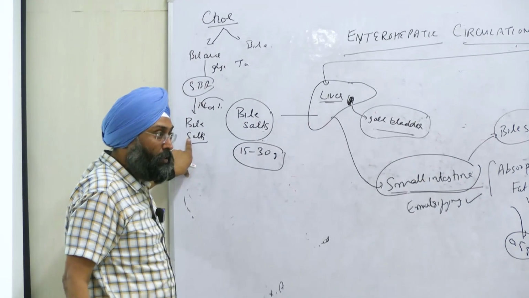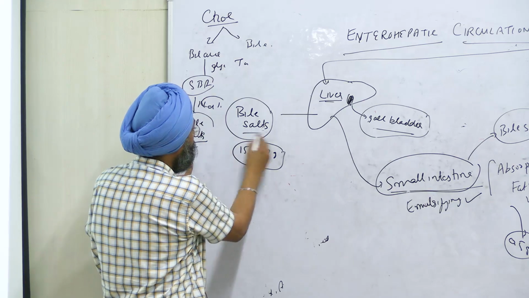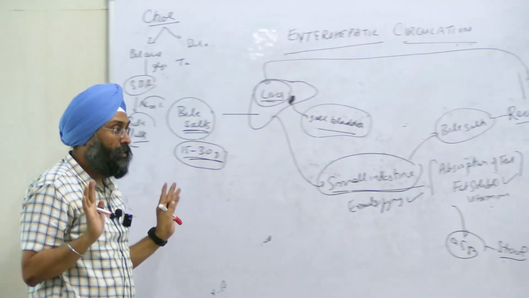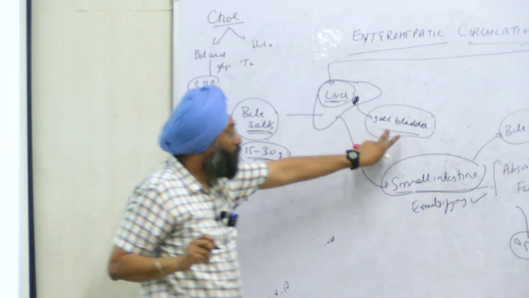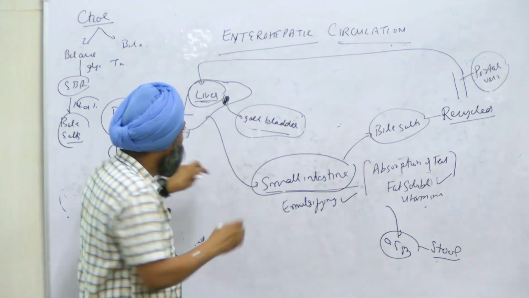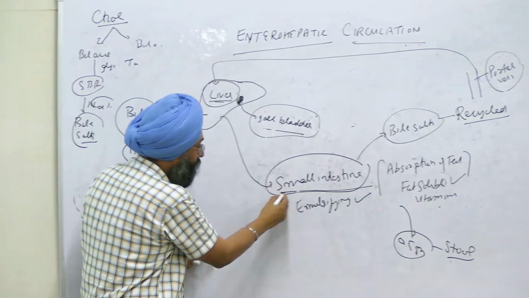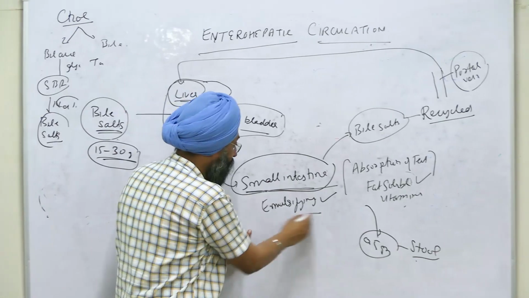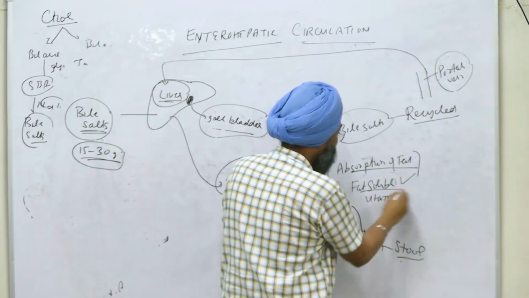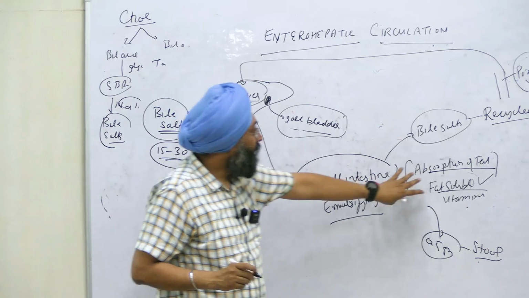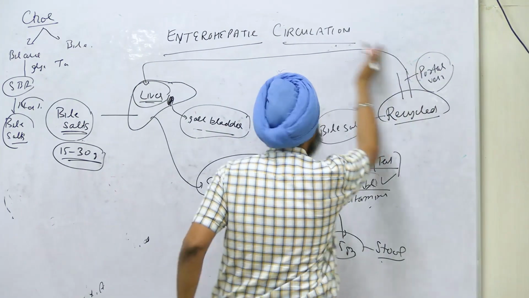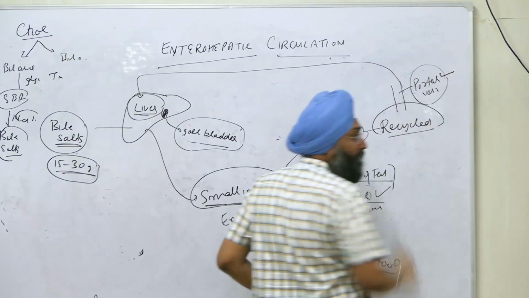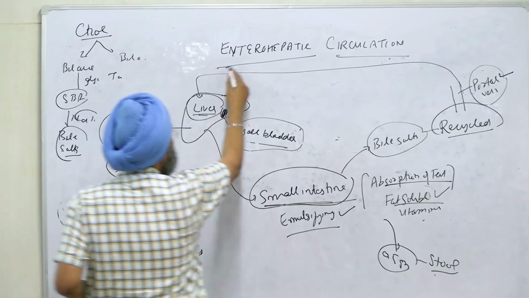And now see this impact. This is breakdown of cholesterol, and these bile salts we form 15 to 30 gram every day. Where? In the liver, right? They are formed in the liver, stored in the gallbladder, and from the gallbladder they are excreted every day into the small intestine. In the intestine, what is their function? They act as emulsifying agents. They help in absorption of fat-soluble vitamins, right? After that, they are recycled back to the original organ where they are formed via the portal vein. So this complete process is enterohepatic circulation.